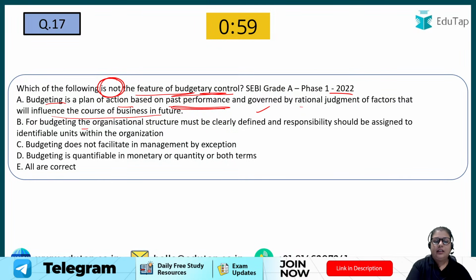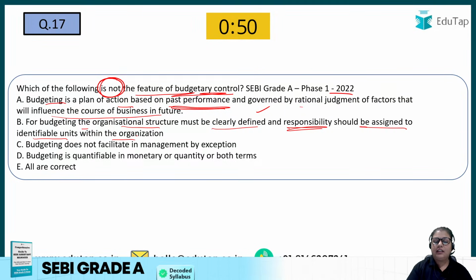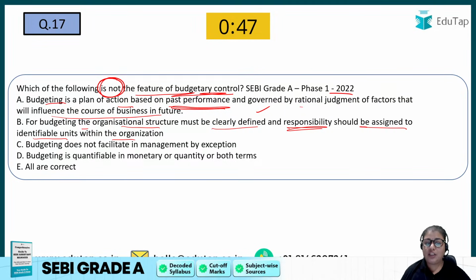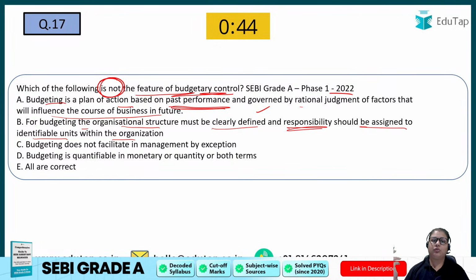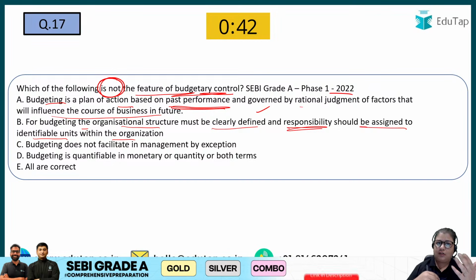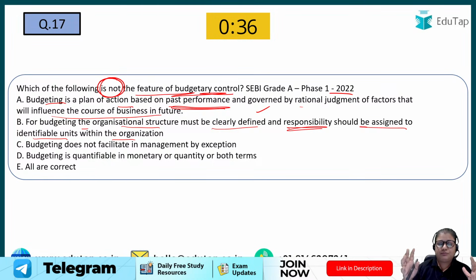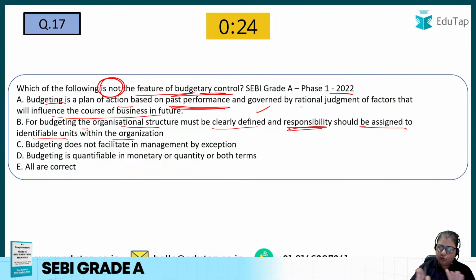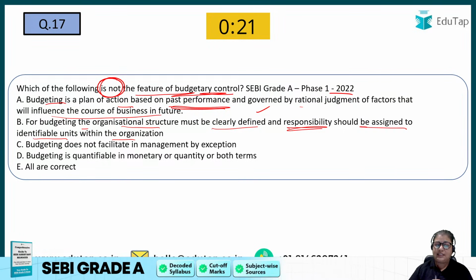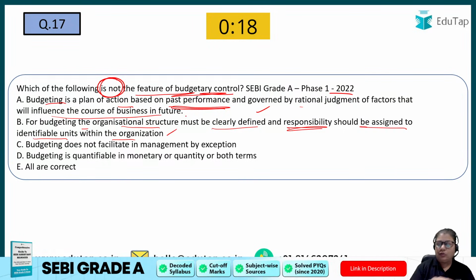Second, for budgeting, the organizational structure must be clearly defined and the responsibility should be assigned to identifiable units within the organization. So yes, for budgeting we should know who will report to whom. What is the organization structure, from where will the cost come, what is the hierarchy in our organization, who will be responsible for assigning the cost, what will be the responsibility center. So yes, for budgeting we need to know everything, the organization structure and also the responsibility centers. So this is also a correct statement.